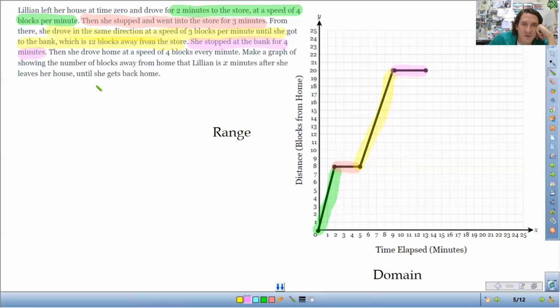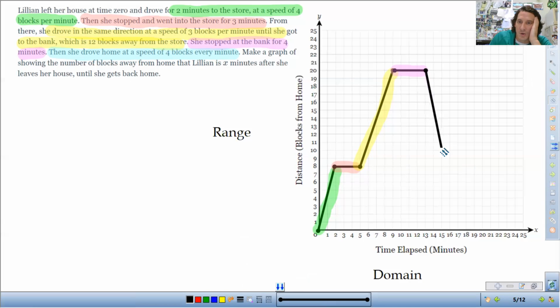And then finally, she drove home 4 blocks every minute. So the last segment is driving back home. Starting here, she goes 4 blocks per minute back home. So we're going down back towards home. 1, 2, 3, 4 over a minute. 1, 2, 3, 4 over a minute. 1, 2, 3, 4 over 1 minute. And then 4 over. And there we go.